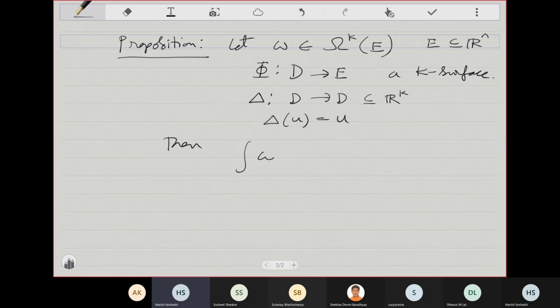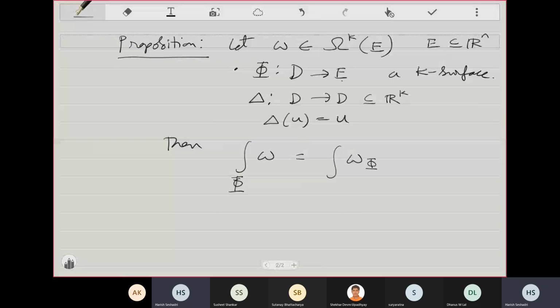integral of omega on the K surface phi is the same as integral of omega phi. Now notice that phi here is from D to E. So when I pull back omega, I'll get a K form on D. I mean, that is omega subscript phi.